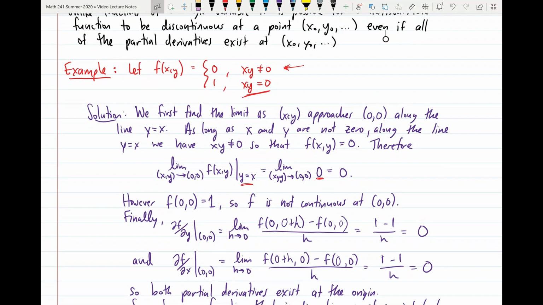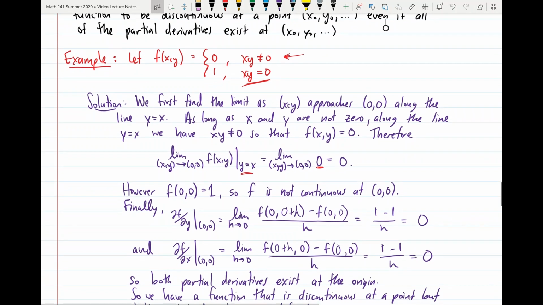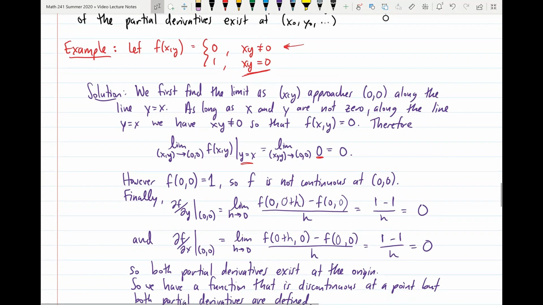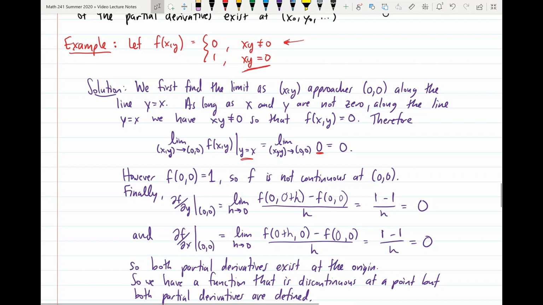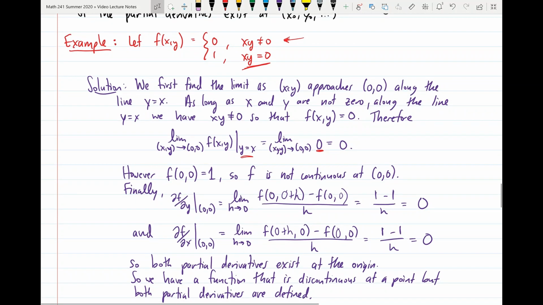We can let f of x, y equal 0 whenever x times y is not equal to 0, and we let it equal 1 whenever x times y is equal to 0. We are going to prove that this function has both of the partial derivatives at the origin, the point (0, 0), but the function is not continuous at the point (0, 0). First, we're going to show that the function is not continuous at the point (0, 0).